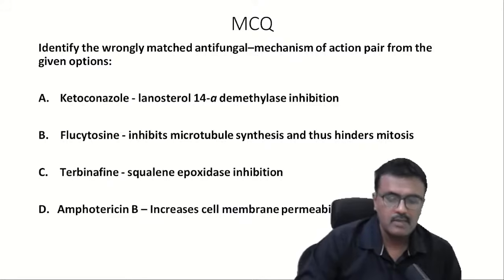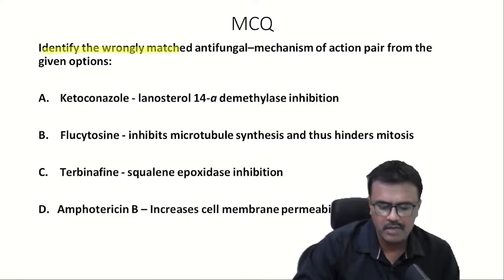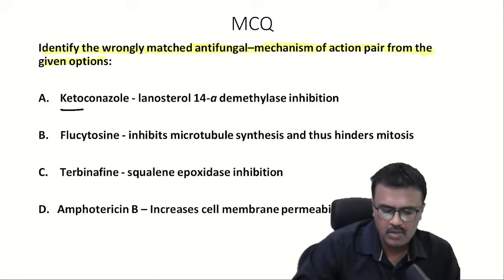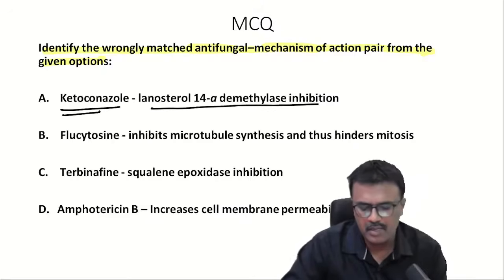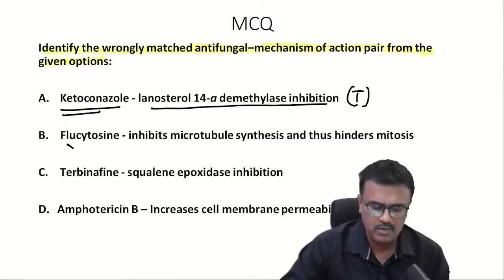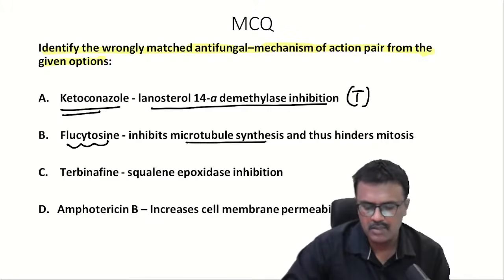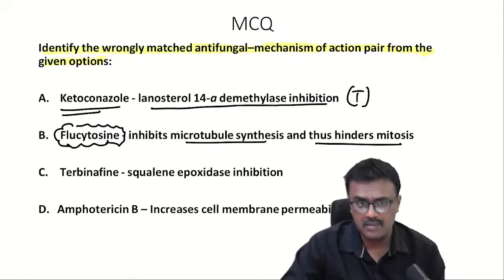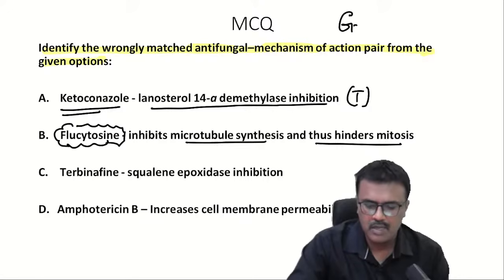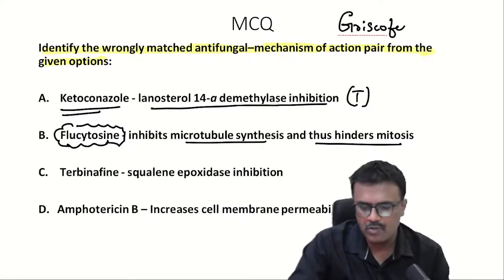Moving on to the next, the antifungal drugs. You have to identify the wrongly matched antifungal mechanisms from the given options. Ketoconazole inhibits lanosterol 14-alpha demethylase. Yes, it is true. Flucytosine inhibits microtubule synthesis, hinders mitosis? No, flucytosine is going to inhibit DNA synthesis, not microtubules. Microtubules are affected by an antifungal called griseofulvin. So the second is false.